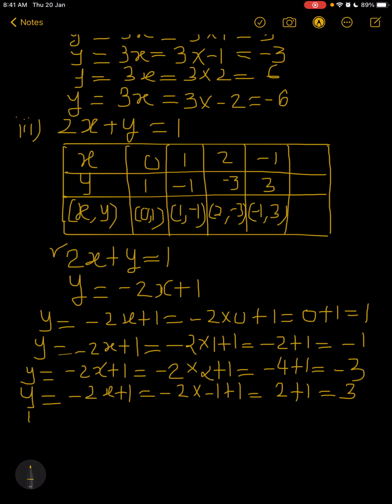And the last one I'll be taking minus 2. Students can take any number for x and y. Minus 2. 2 twos are 4. 2 minus becomes plus. 4 plus 1 gives the answer 5. So here x number is minus 2, y number is 5.